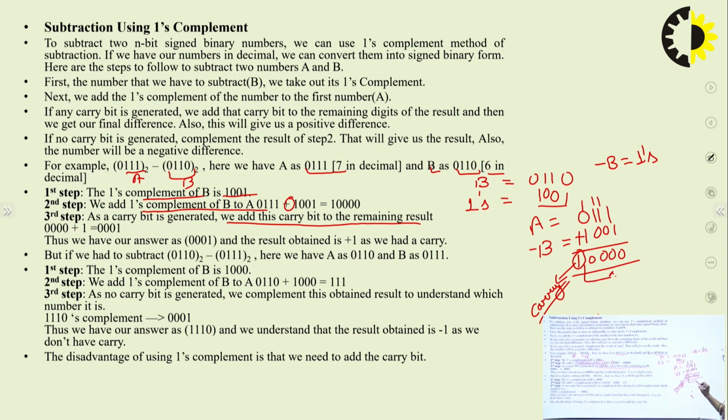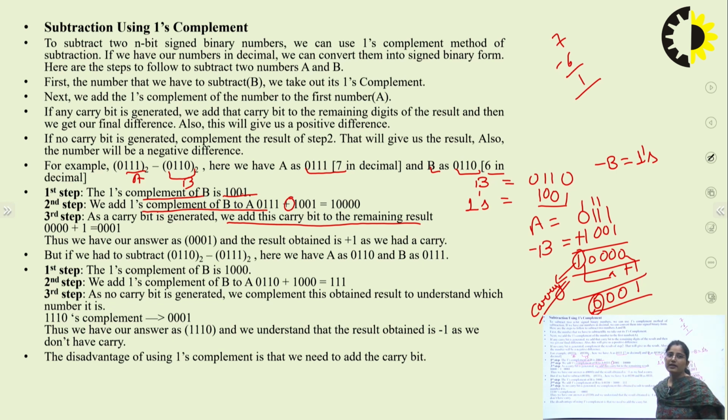What is our result? 0 1 1 0 0 0. We get 1. So in decimal also, when we want to do 7 minus 6, we get 1 as our result. Here the MSB bit is 0, so the number is positive. So we get 1. When we convert this binary number to a decimal number, we will see we get 1.